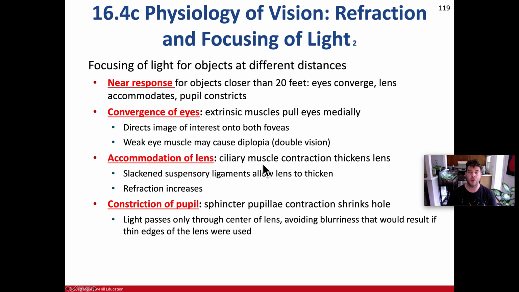Accommodation of the lens, your ciliary muscles contract to thicken the lens. The slackened suspensory ligaments allow that lens to get a little bit less flattened, and refraction increases as the lens gets thicker. And your pupil constricts. The sphincter pupillae, remember there were the dilator pupillae and the sphincter pupillae muscles. The sphincter pupillae will contract to shrink the hole of the pupil, and light passes only through the center of the lens, avoiding blurriness that would result if the thin edges of the lens were used. So it really kind of focuses that light in onto the retina and the fovea.